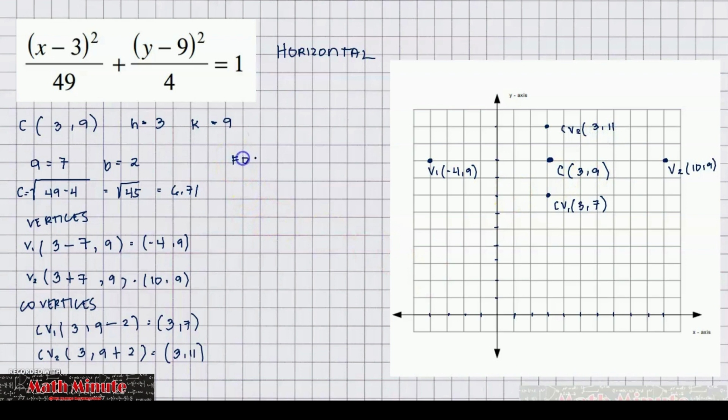For your foci, this will be F sub 1 and F sub 2. F sub 1 will be 3, copy h, subtract and add 6.71, then copy k. So this will be equal to negative 3.71 and 9.71. We locate it here on your graph.